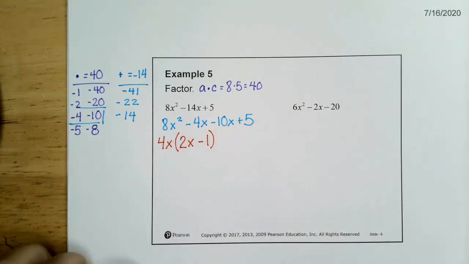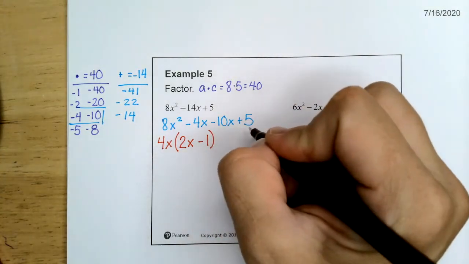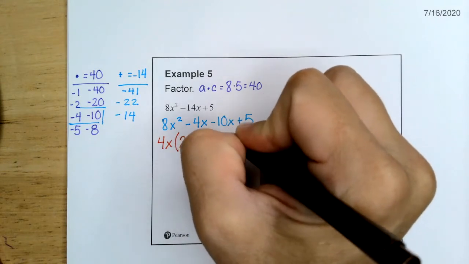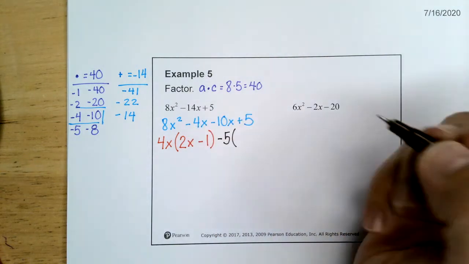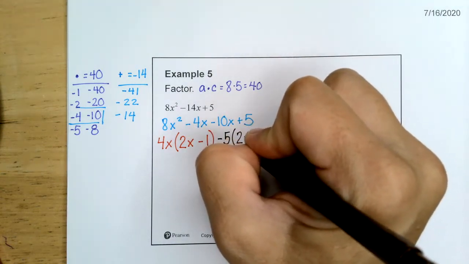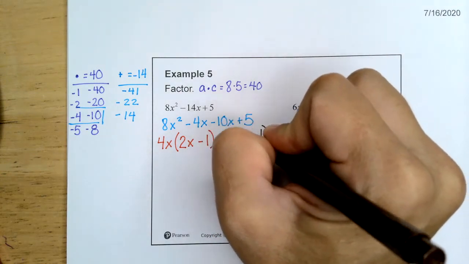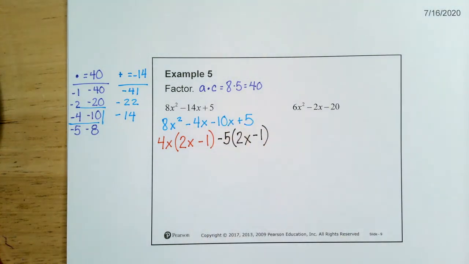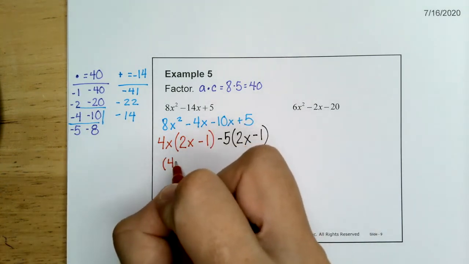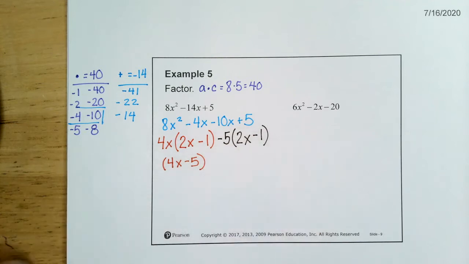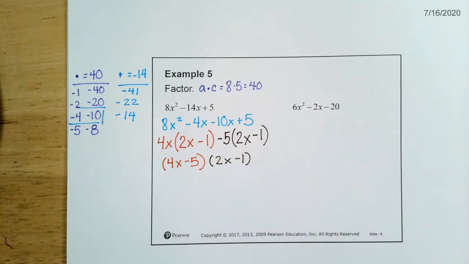So that's our first group. Our second one, negative 10x and 5. Negative 10x and 5, a common factor would be negative 5, right? Negative 5, to get 10x, I need to multiply it by 2x. Negative 5, to get positive 5, I need to multiply it by negative 1, right? Negative times a negative becomes a positive. So now I have 4x minus 5 times 2x minus 1. All right.